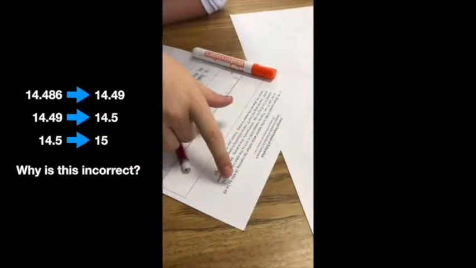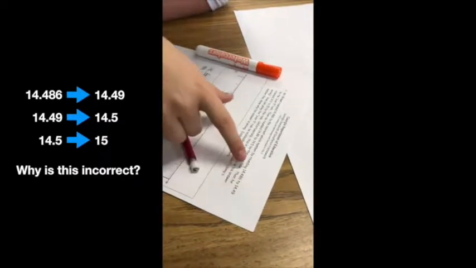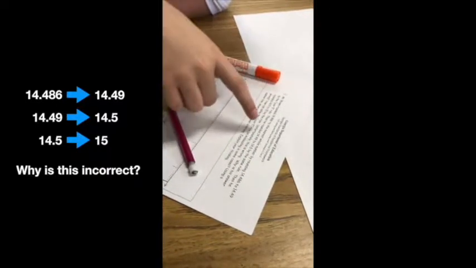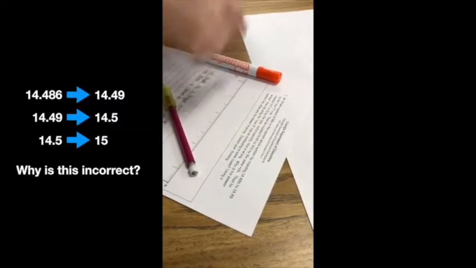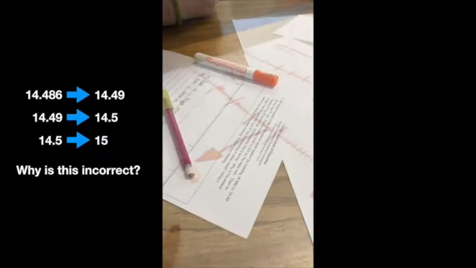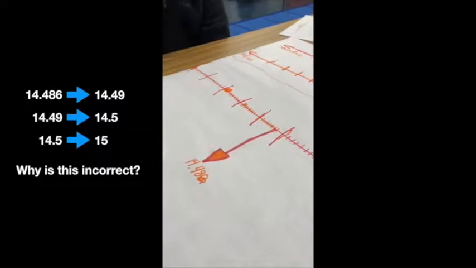He just rounded each number. It was at 0.486, rounded, and now down to 14.49 hundredths. And then he did the same thing for each one until he got to 15. Okay, so how can that be misleading? Was this number closer to 15 or is it closer to 14? Closer to 14. Closer to 14.